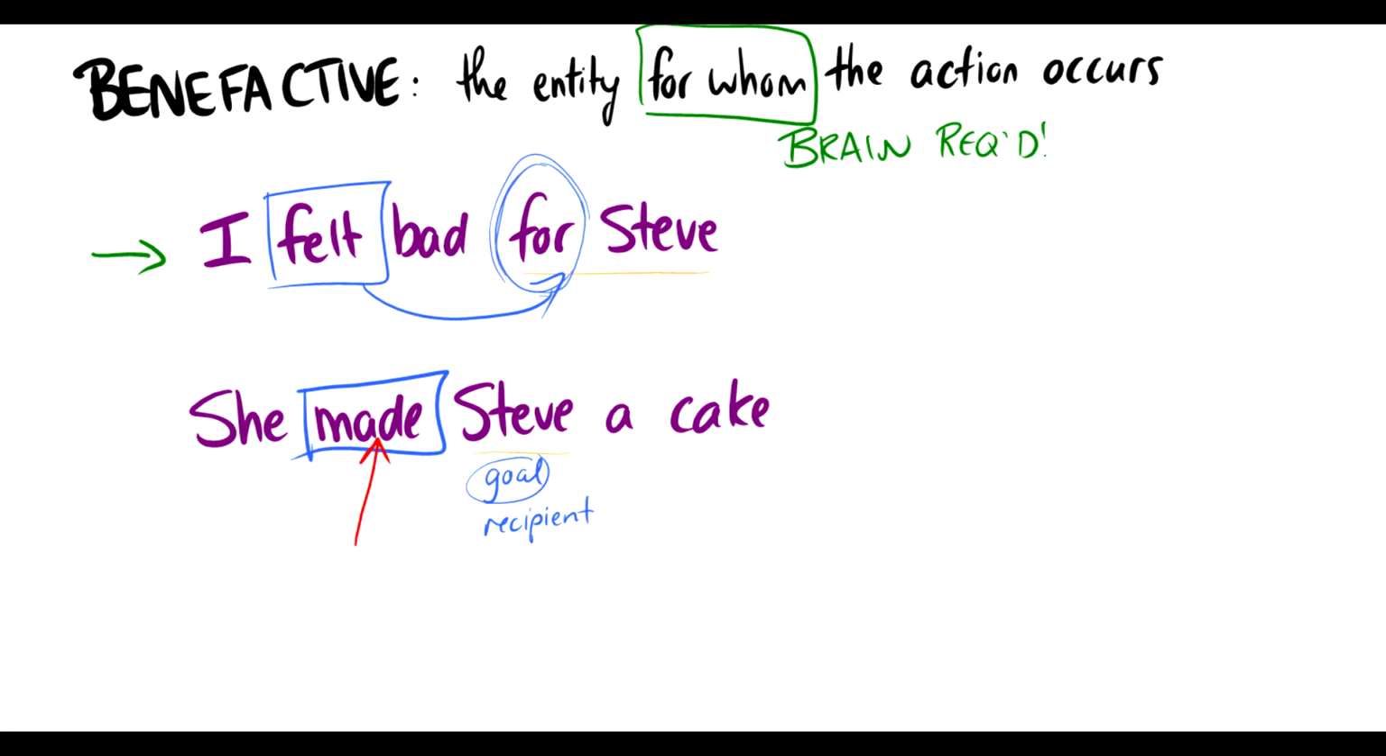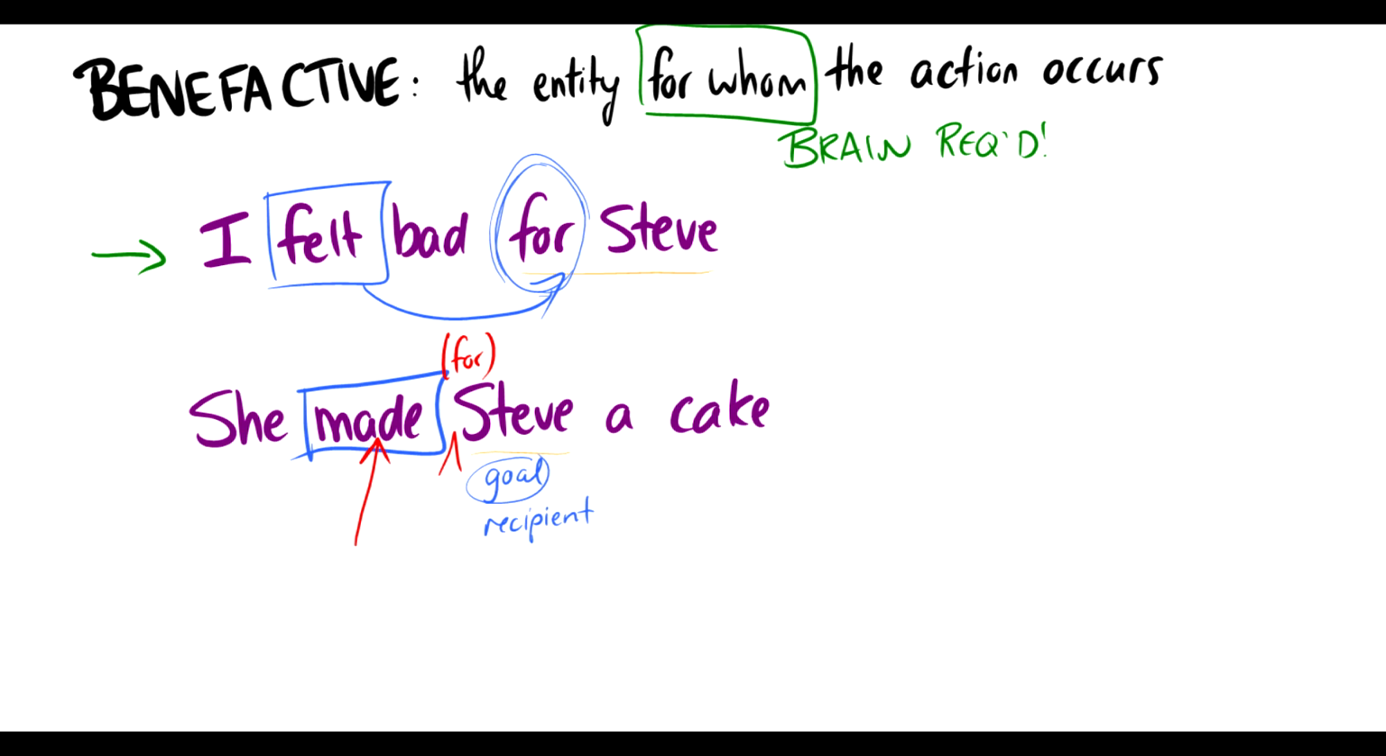Now, the easiest way to see this is to paraphrase the sentence. So "she made Steve a cake" can be paraphrased to "she made a cake for Steve." Now, this is kind of like a hidden "for" here. That's a little bit hard to see if you don't think abstractly and paraphrase.